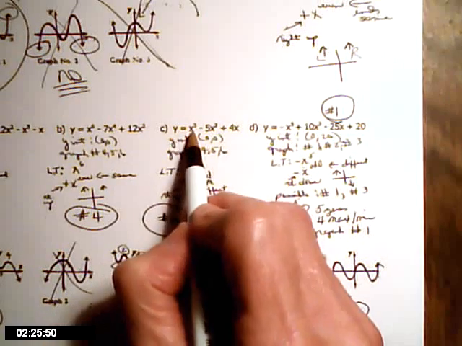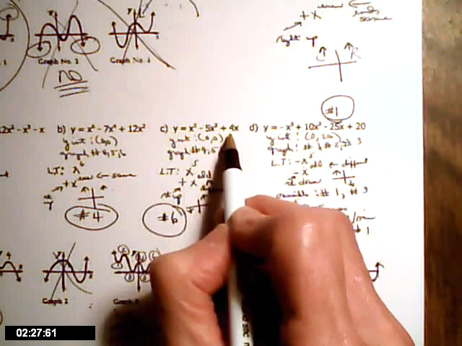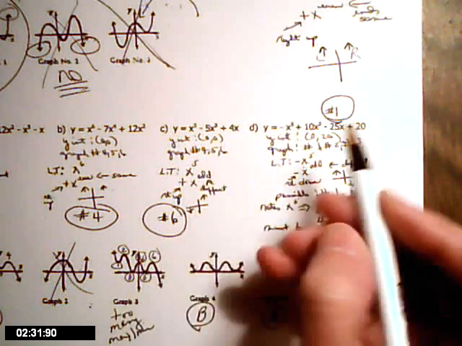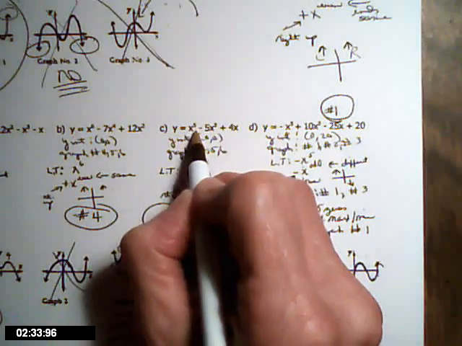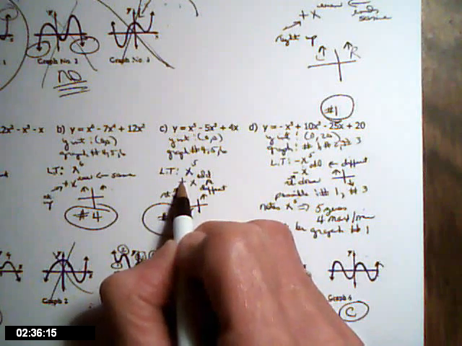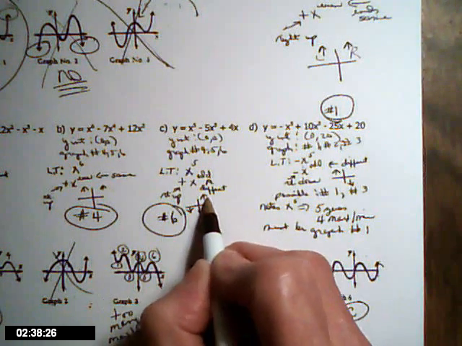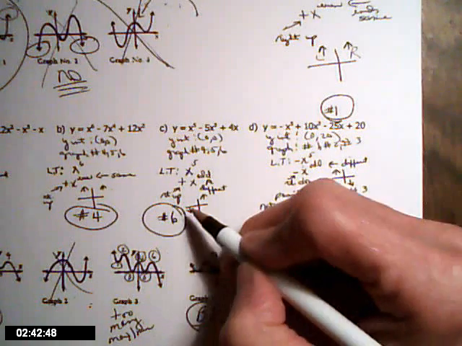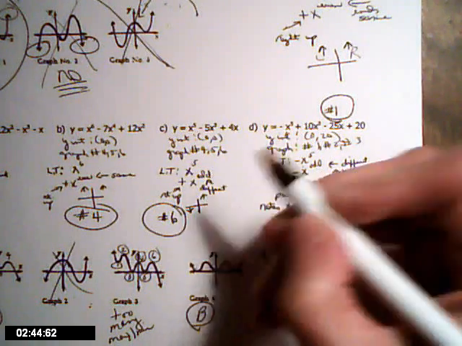Equation C, y equals x to the 5th minus 5x cubed plus 4x. No numbers at the end, so 0, 0. The leading term is x to the 5th. Plus says the right end is up here. The 5 being odd says the other end has to be down. So I'm looking from down to up.